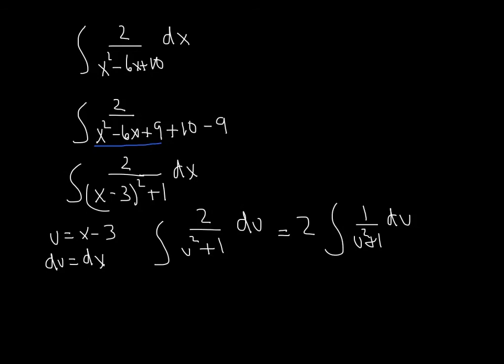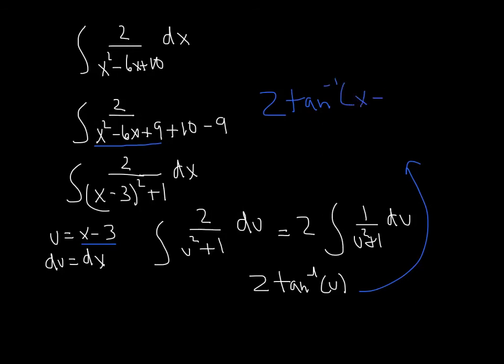The integral of 1 over u squared plus 1 is the inverse tangent. So this is going to end up being 2 times the inverse tangent of u. And now we can plug u back in. So u is x minus 3. So our final answer is going to be 2 times the inverse tangent of x minus 3. And because it's an indefinite integral, we need a plus c at the end.